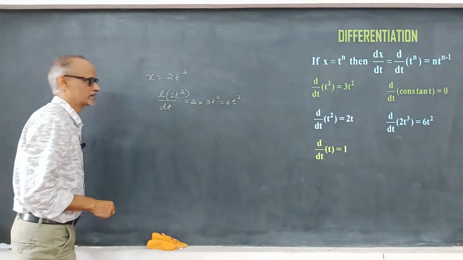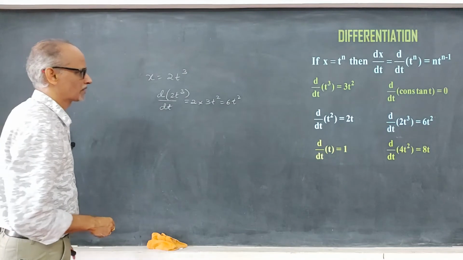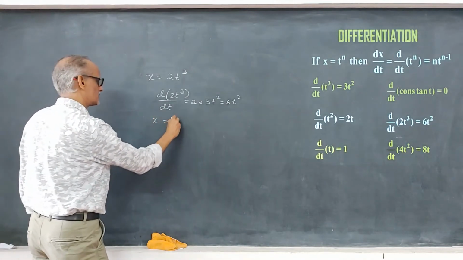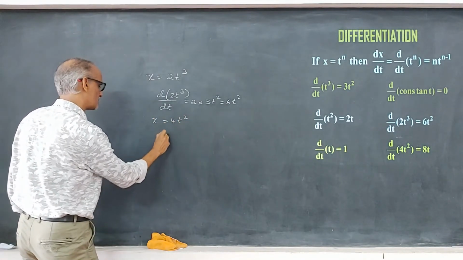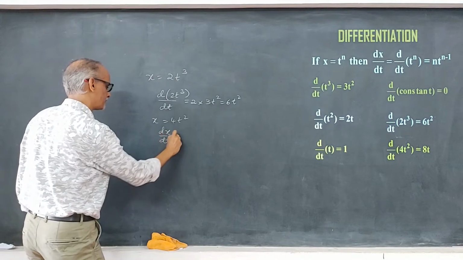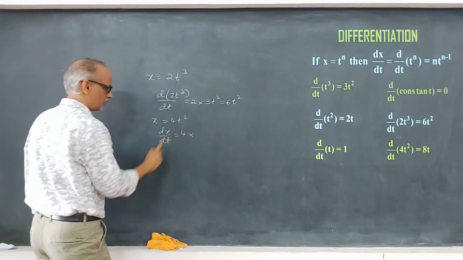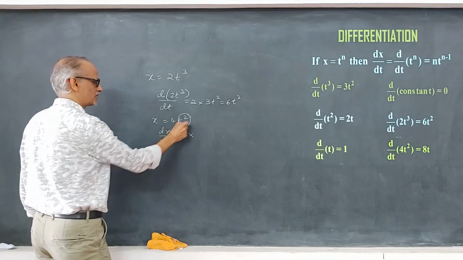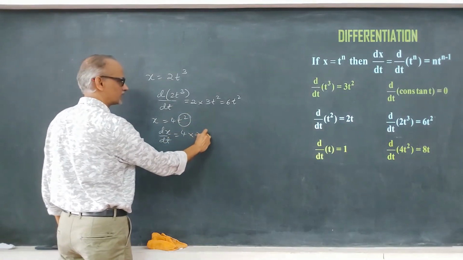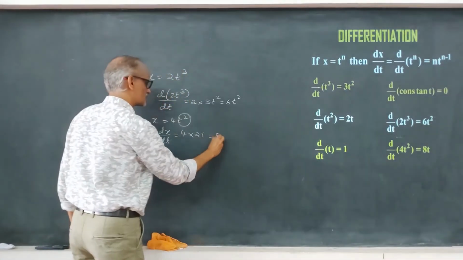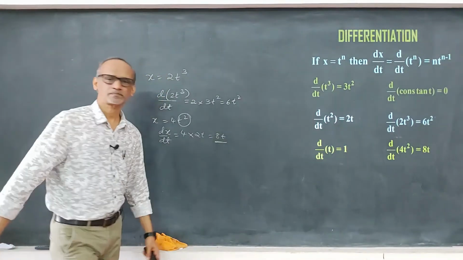Okay. Let's try one more. X is 4t square. So therefore the differentiation, what is dx by dt? It's 4 into differentiation of t square. What is the differentiation of t square? It is 2t, which is here, right? So what is the answer for that? It's 8t.